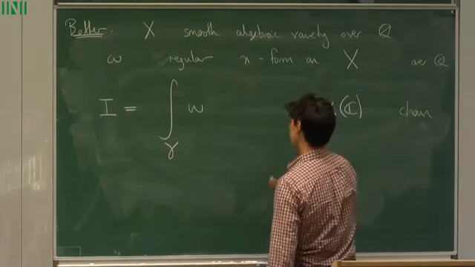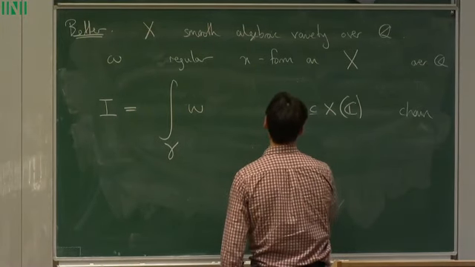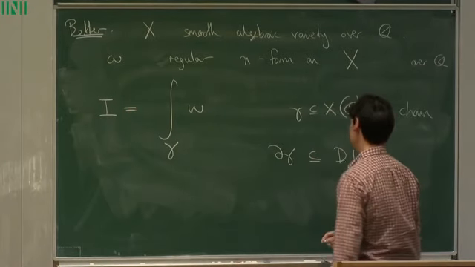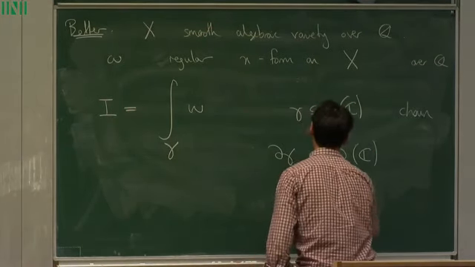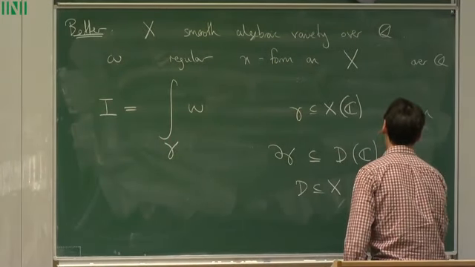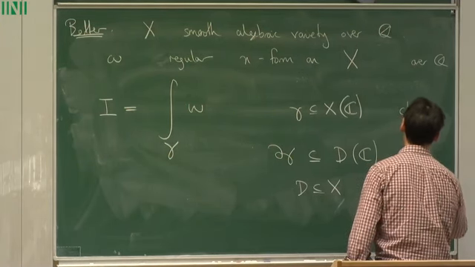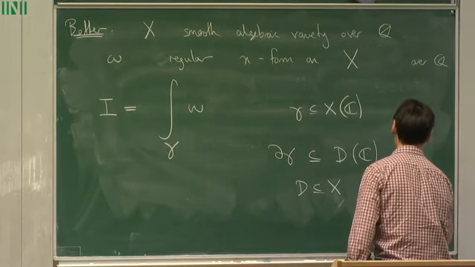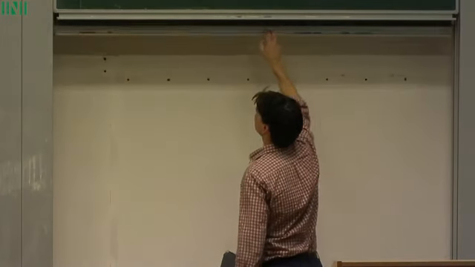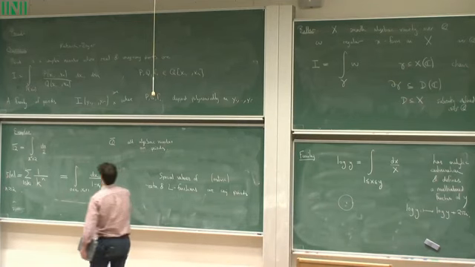And what we can do here is we can allow this chain to have a boundary. So delta of gamma can be contained in the complex points of D, where D will be a subvariety, a divisor, I guess, of cohomology 1, but also defined over Q. So that's a better definition of a period. And for families of periods, it's the obvious thing.